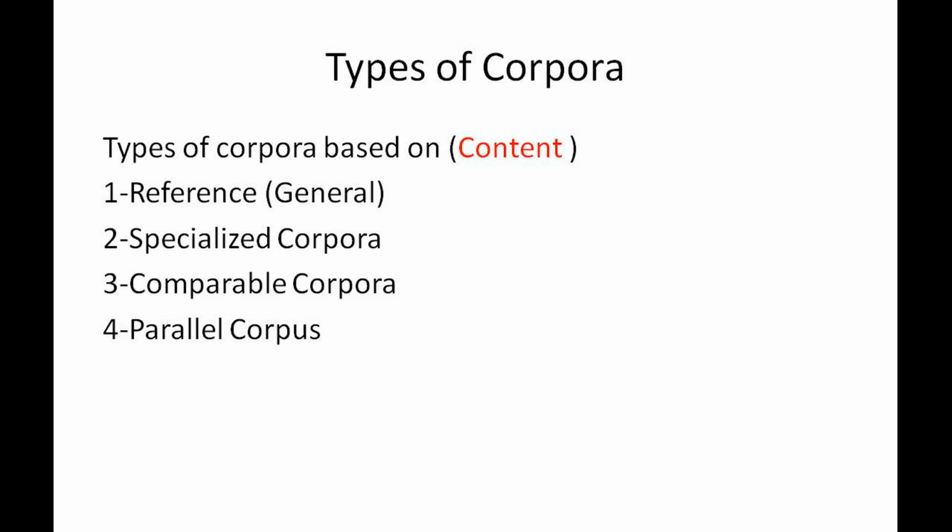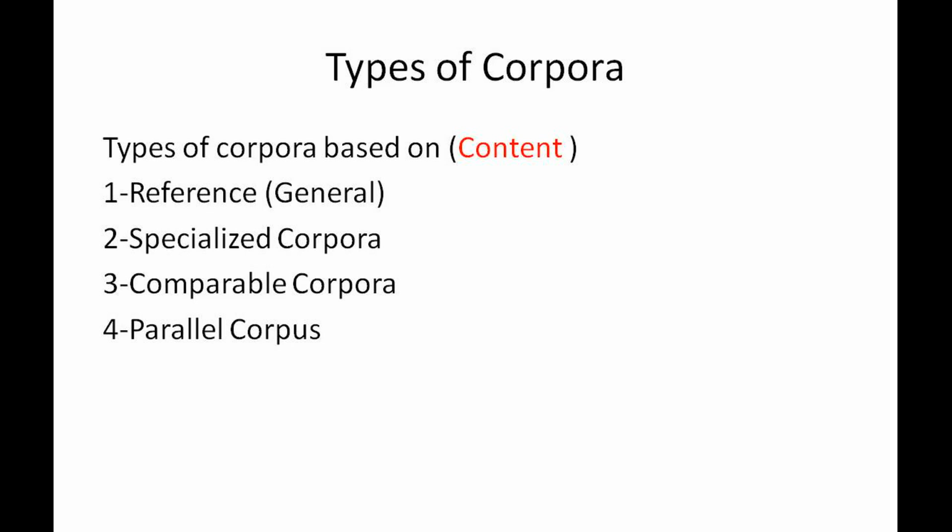Now the third one, comparable corpora. In comparable corpora, you have two or more languages with the same or similar composition. In a comparable corpus, we have two languages. For example, the source of data: American newspapers and, for example, Arab newspapers, such as Al Jazeera or another channel. Two languages. So the time span is the same as in a specialized corpus, and the theme is the same.